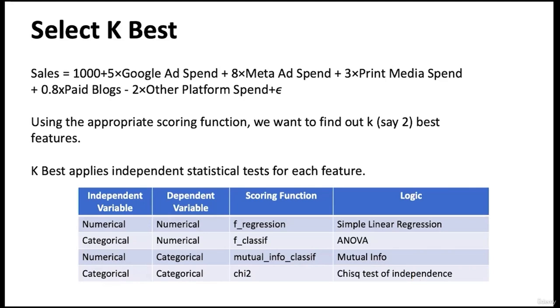In case of select K-best, you check how every single variable is associated with the target based on some logic. Now, if you have a mix of variables, some categorical and some numerical, you can segregate the variables by their nature and apply the appropriate scoring function. You can take all variables of the same nature at a time, and it'll come up with a ranking on those features and help you find out the features that you want to retain.